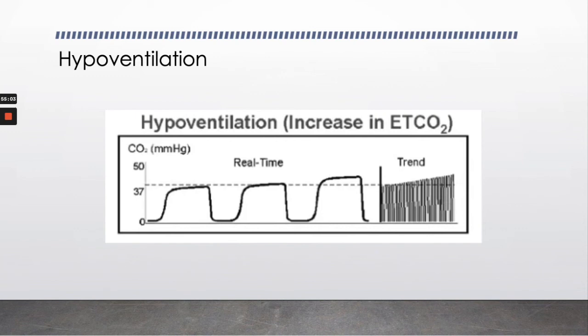And so examples of increased production are MH, sepsis, fever, hyperthyroidism, thyroid storm. And like I said, decreased alveolar ventilation if you're hypoventilating the patient, or narcotics, but usually opioids or narcotics are going to be the culprit there.